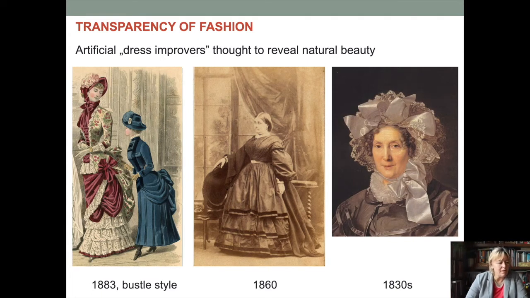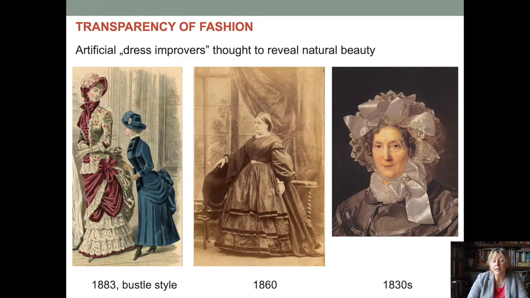This is the style of the late Victorian period. So here we have an illustration from 1883 with a grown woman and a girl. This is a child dressed up in a very similar fashion as her mother. Probably this is a young teenager accompanying the mother on some social occasions.